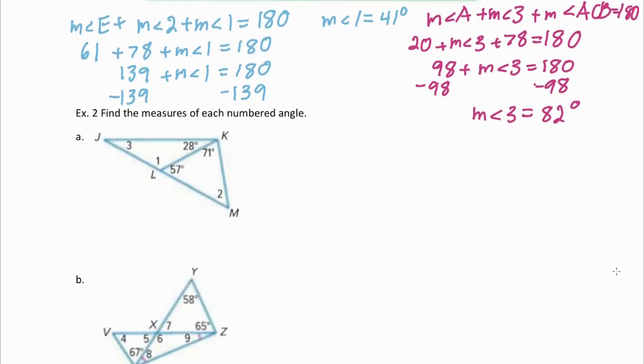So we're going to the next one. You can start with trying to find 1. You can start with trying to find 2. You have a couple of options here. I'm going to start with finding 2. I'm going to start with this triangle.